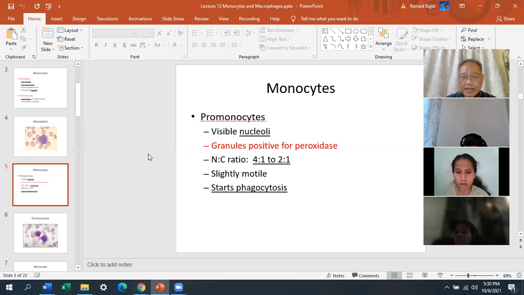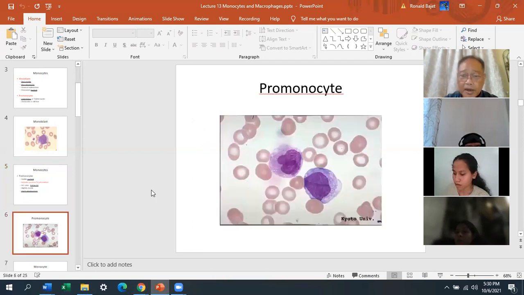Okay. For promonocytes, the NC ratio is 4:1 to 2:1, and they are slightly motile as opposed to the monoblast. So it's starting to move and starting to eat on its own: slightly motile and starting phagocytosis. Promonocyte. So this is large. You would say that this is kind of bluish, but I would still see kind of gray. This is kind of gray.